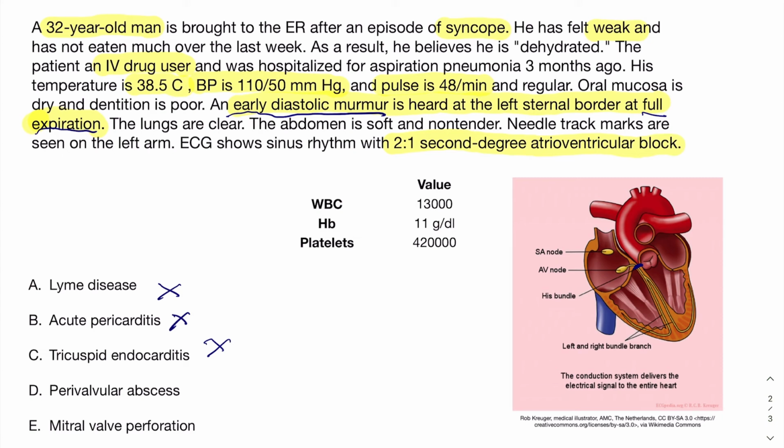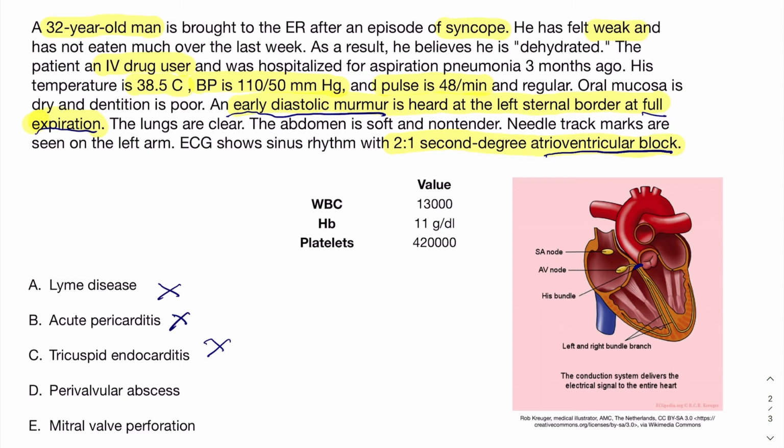And since the bundle of His and the AV node are close to the aortic valve, what do you think could happen to them? The abscess could spread and block the conduction. So it would explain the AV block, and it would explain the murmur we have. I think those two are the most important statements in the question stem. The other things are a bit vague.